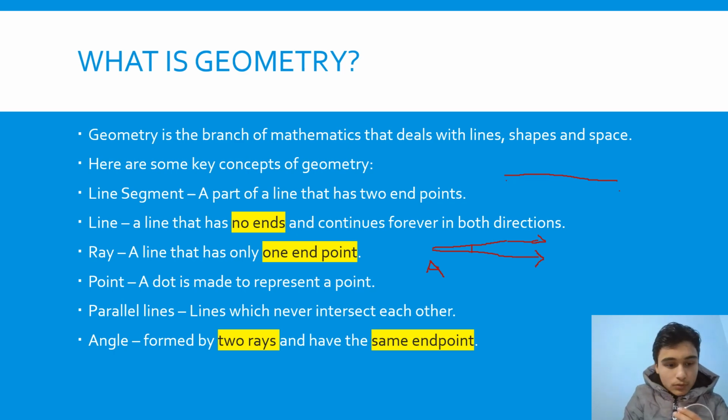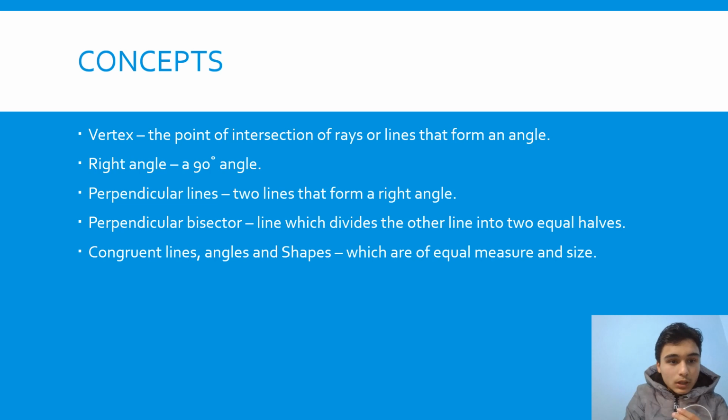So let's move towards vertex. So vertex is the point of intersection of rays or lines that form an angle. Simple. Okay. Then we talk about right angle, 90-degree angle.